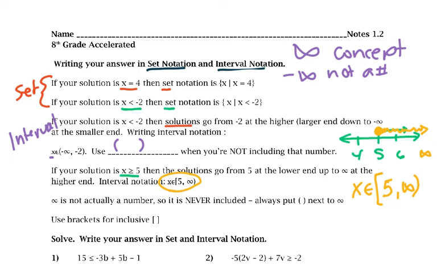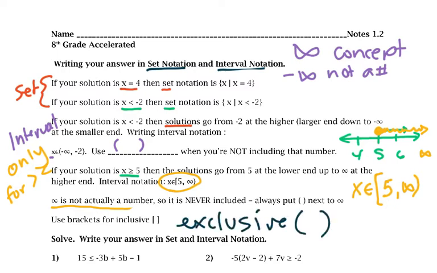So we're going to practice writing interval notation and set notation for these things. Now interval notation, let me just write this. We're only going to use that for inequalities. It doesn't really make a lot of sense to use it if x is equal to 5. There's no interval. It's not from here to here. So an interval is just when you have a set of numbers that are between some points. Okay, so it says right here, infinity is not actually a number, so it's never included. Always put parentheses and use brackets for inclusive. So we use the words inclusive and exclusive a lot. So exclusive, you're going to use parentheses, and inclusive, you're going to use brackets.